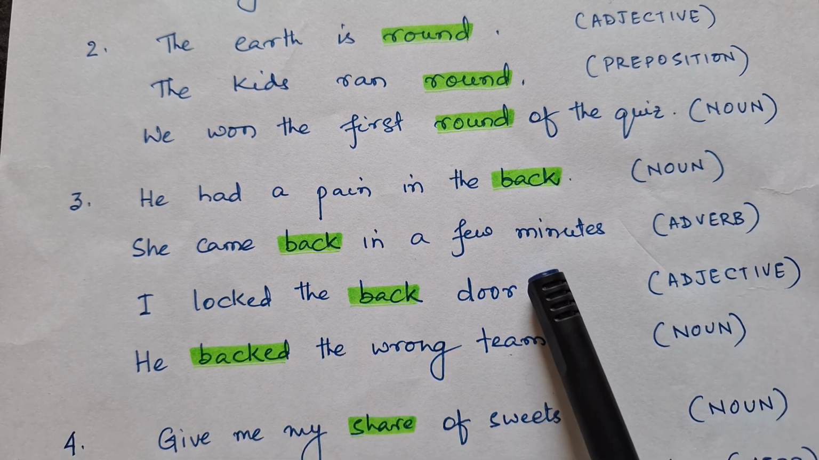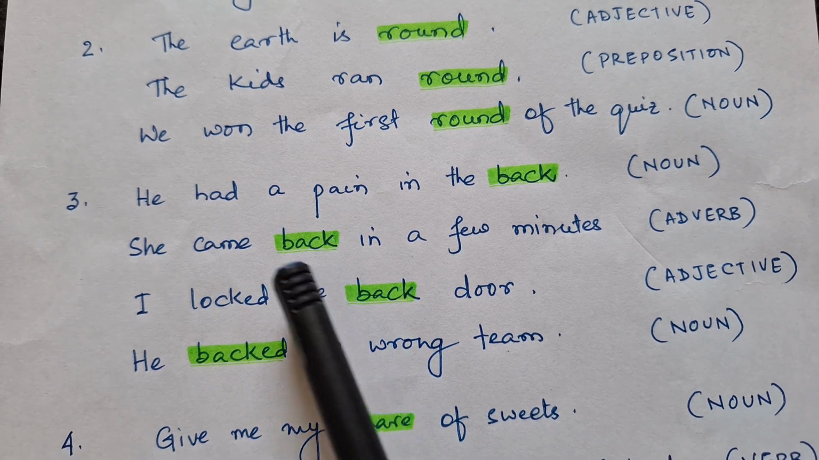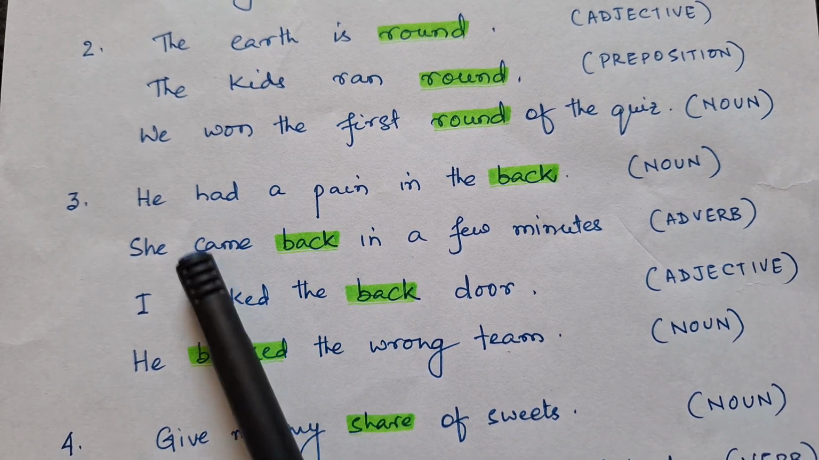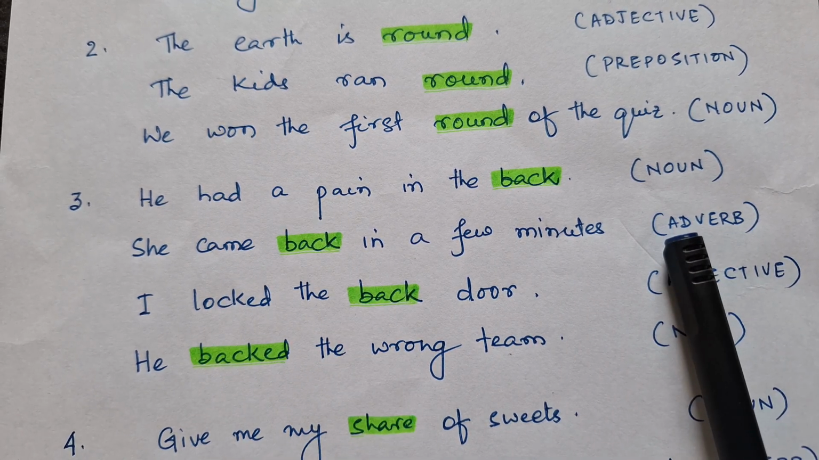She came back in a few minutes. The verb is came, and the word describing came is back. Modifying came. Where did she come? She came back in a few minutes. So back is used as an adverb here.